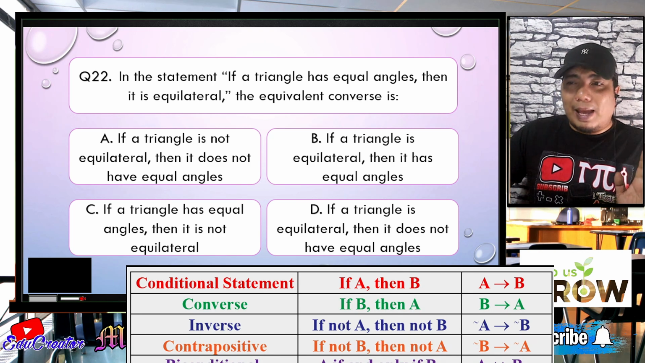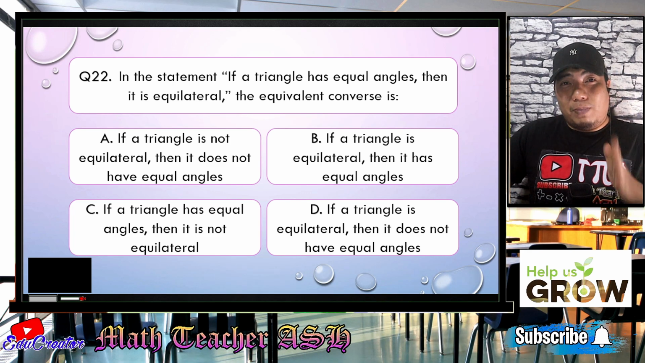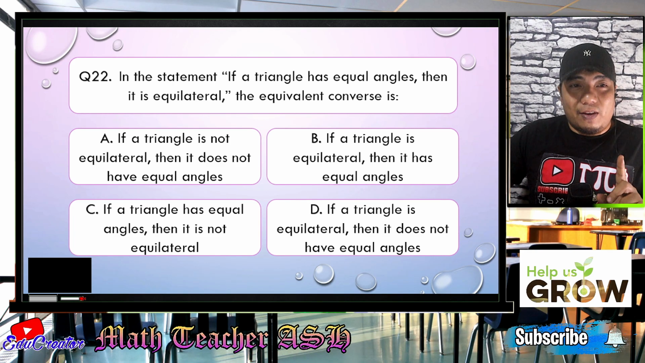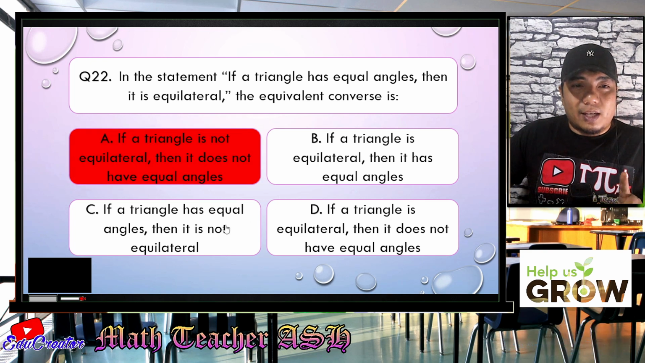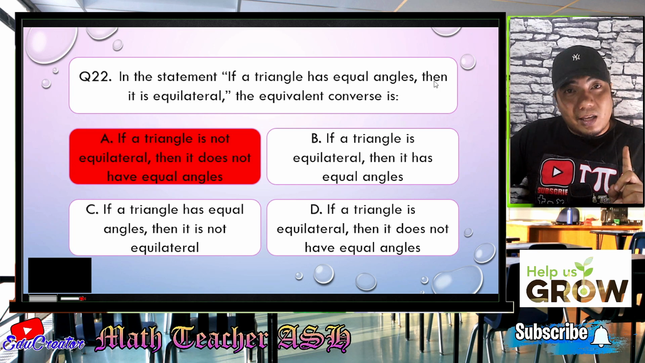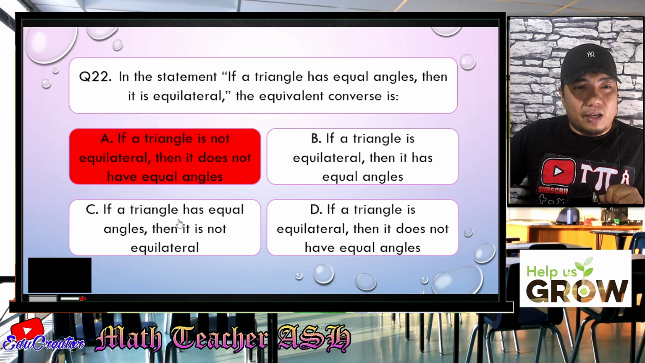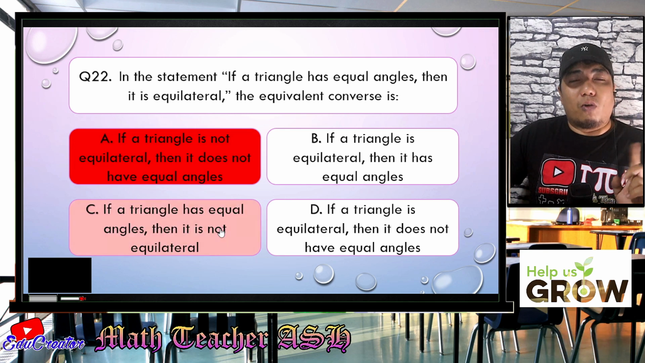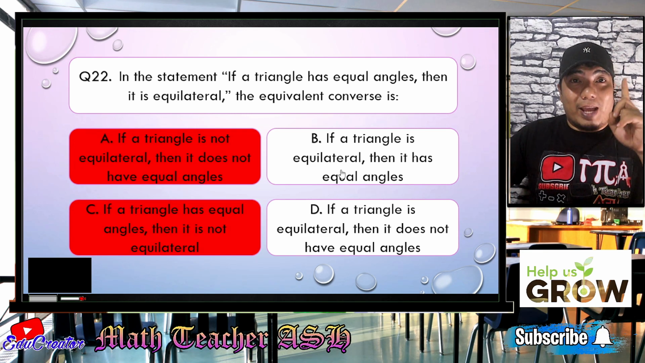Now, applying this one, what is that, my dear math learners? If B, then A, that would be if a triangle is equilateral. This option says the triangle is not, so this is wrong because it is already a negation. If a triangle has equal angles, if a triangle is equilateral, so what we have here is if B. This is correct for the first statement. Both of them have the correct first statement.